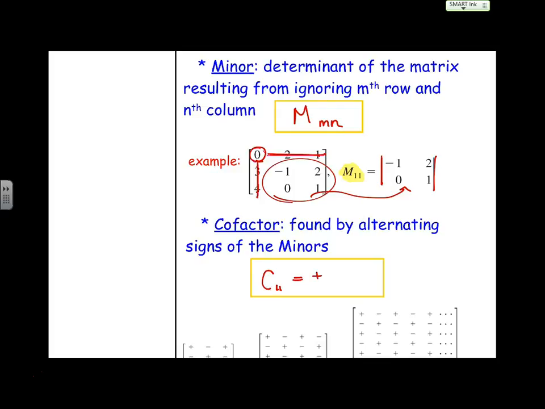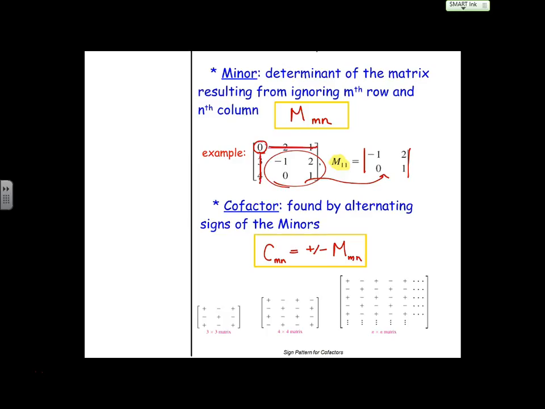And choose to put with the minor. Maybe instead of doing 1, 1, I'll say n again. The cofactor says take the minor that's been formed and put either a plus or a minus with that minor based upon the alternating sign chart that you saw me make.